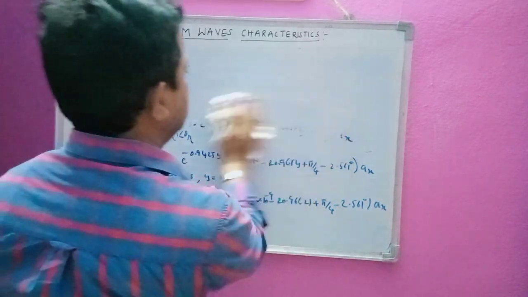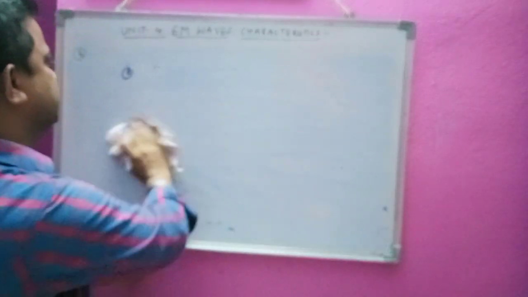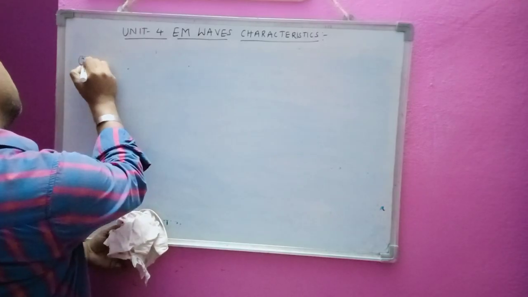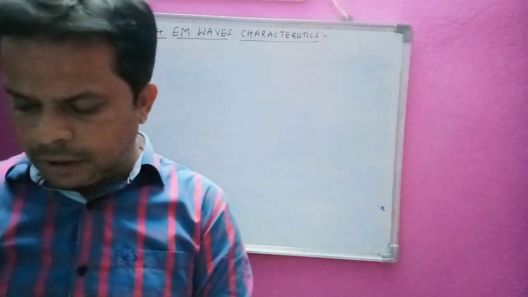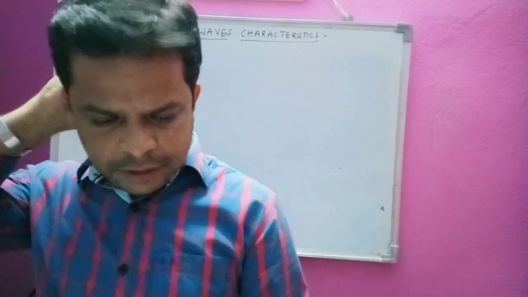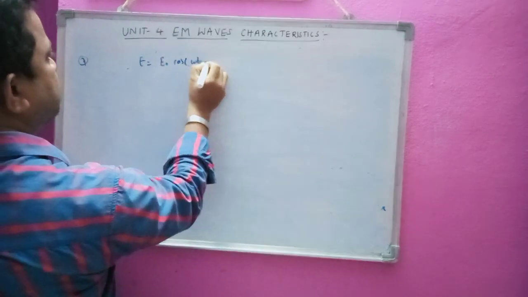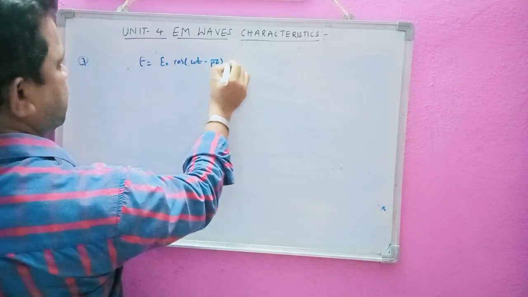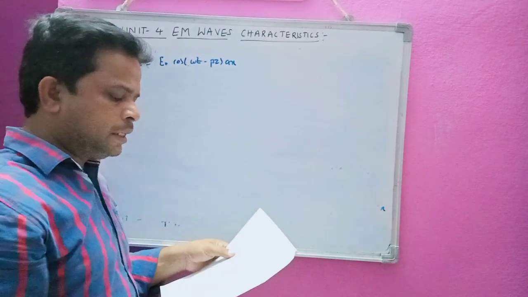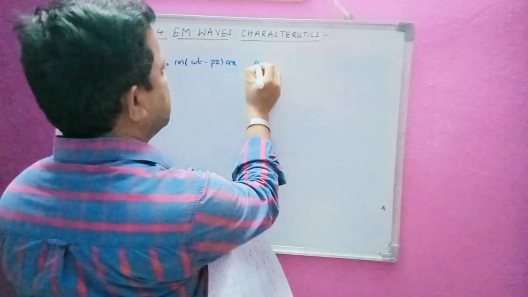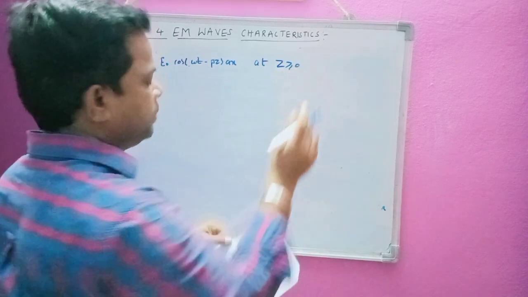Now let us move to the next question of this chapter. I think this is the 7th problem we are going to do next. Listen to the question here. A plane wave E is equal to E naught cos of omega t minus beta z into AX is incident on a good conductor at z greater than or equal to 0.